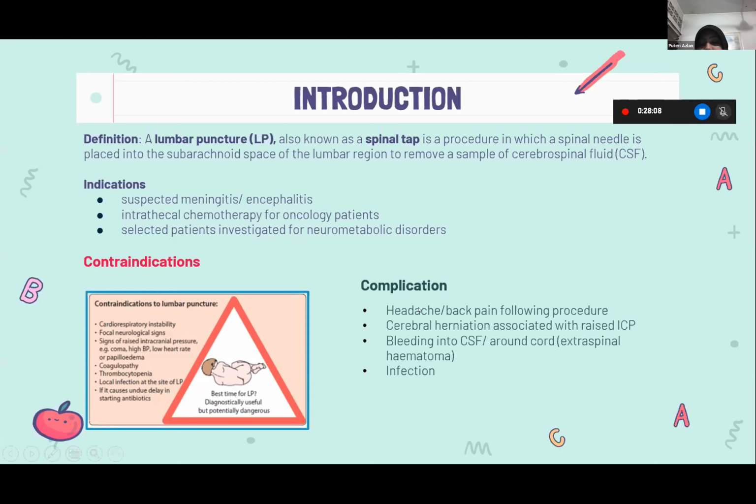For the complications of this procedure, there is headache or back pain following the procedure, which is the most common complication, cerebral herniation associated with raised intracranial pressure, bleeding into the CSF or around the cord, as well as infection.